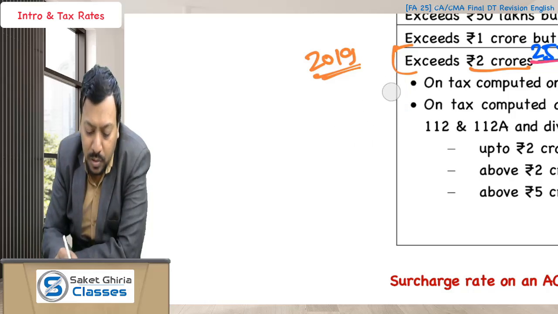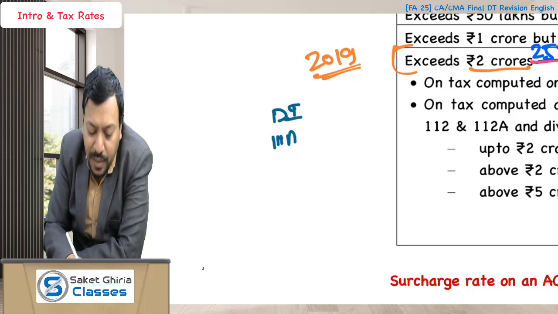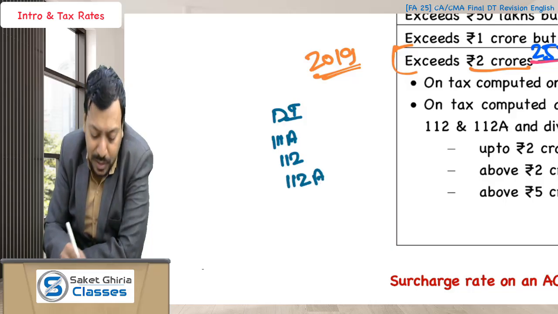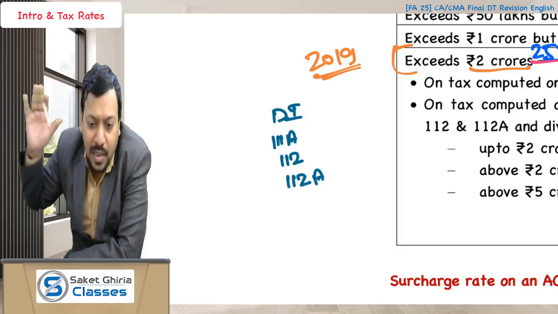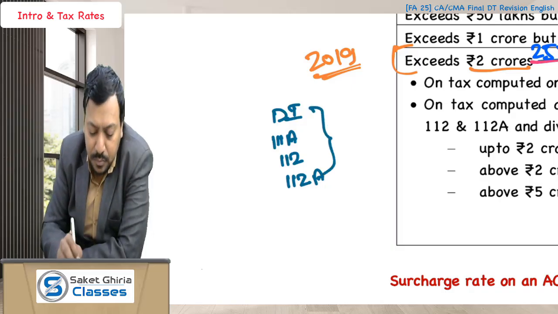To calm down the market, the government has said, okay, we will tax your dividend income, 111A short-term capital gain, 112 long-term capital gain, and 112A long-term capital gain. These were introduced in the years to come, but today this is the position.